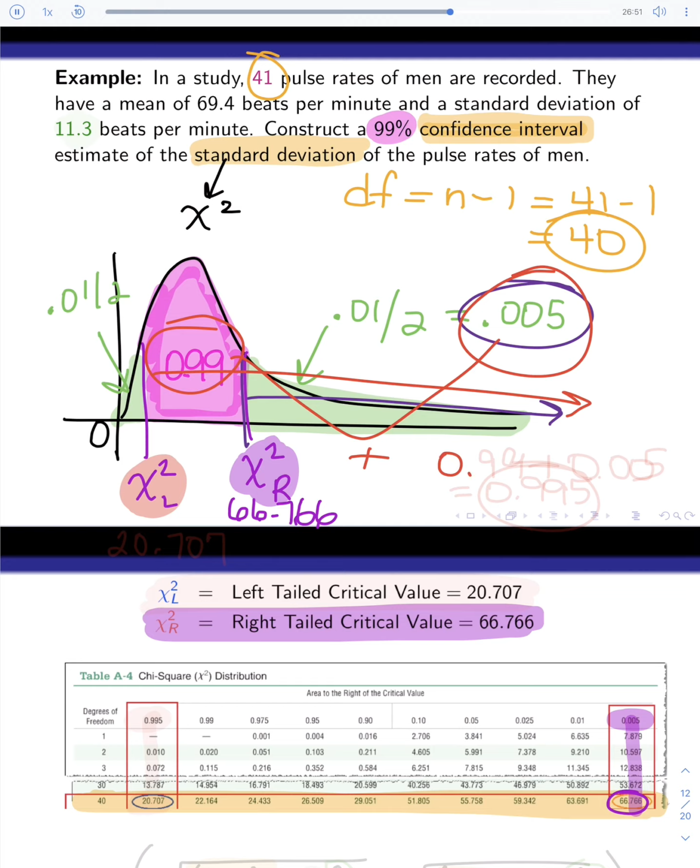So we'll take the 0.99 added to the 0.005, and we end up with a 0.995 as my area to the right. So when I go to use my table again, I'm going to use 0.995. Still got the same degrees of freedom, which gives me a chi-squared critical value of 20.707. So that is my second critical value, my chi-squared on the left.